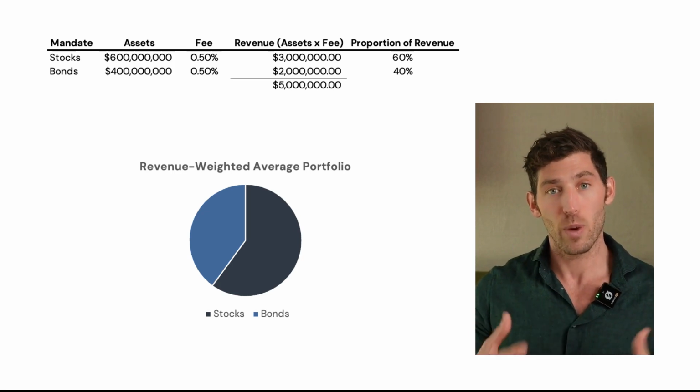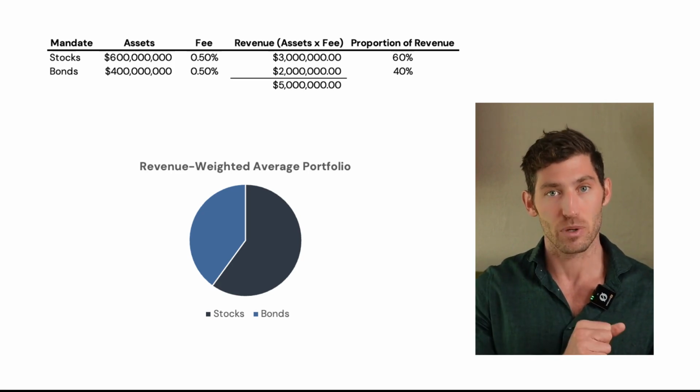Well, then my revenue-weighted average portfolio would be 60% stocks and 40% bonds. So this metric is really useful in trying to figure out how volatile my firm's revenue is going to be, and what my key risk factors are.